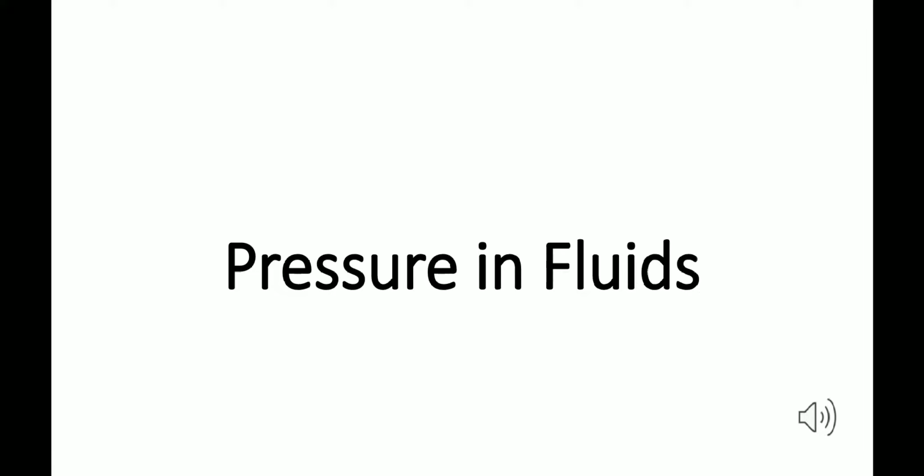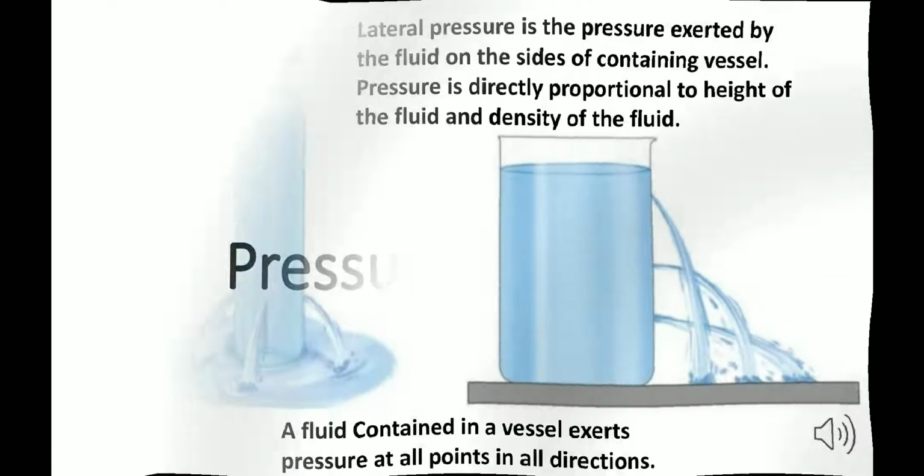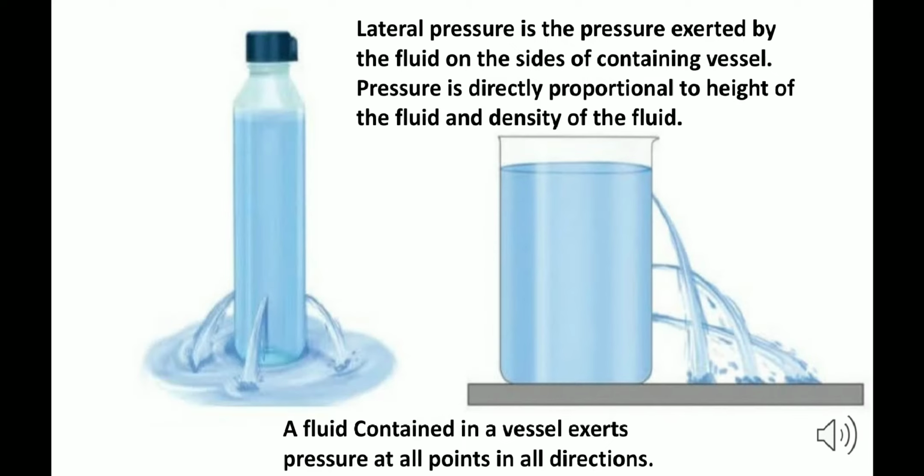So we move further. In this picture, we have a bottle which is filled with a liquid, and in another picture we have a container in which there are 3 holes and we can see that the liquid is coming out. So first we talk about lateral pressure. Lateral pressure means in one horizontal space. Laterally, that means we are talking about one space.